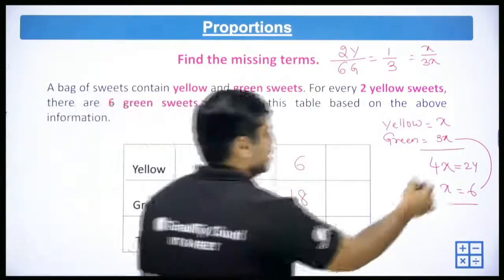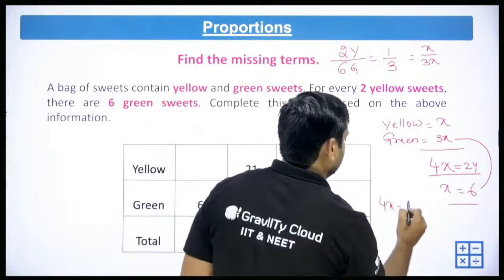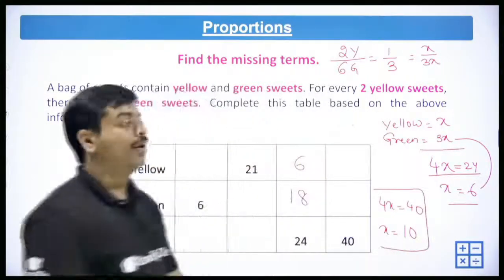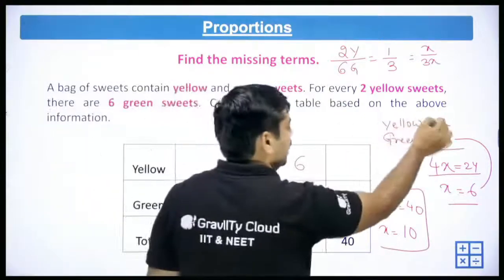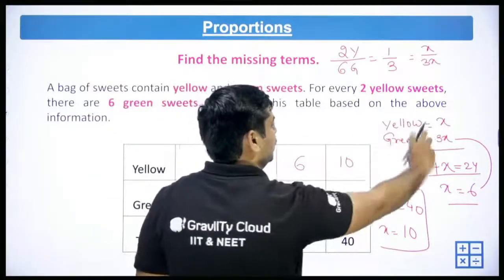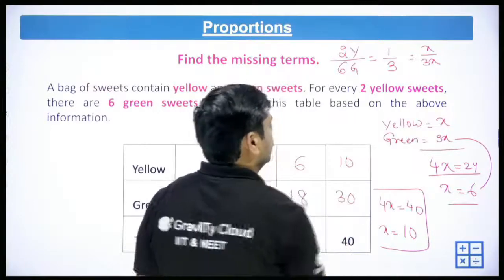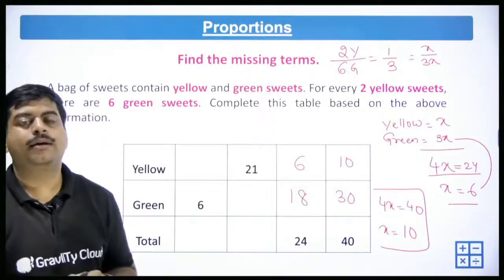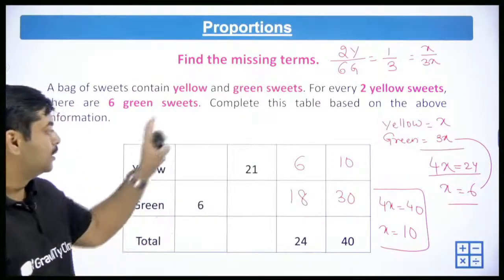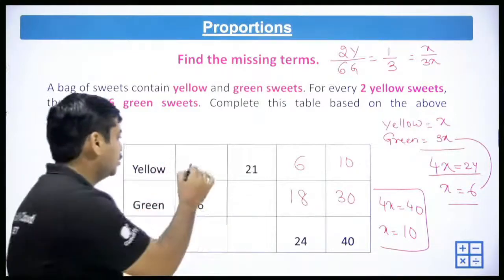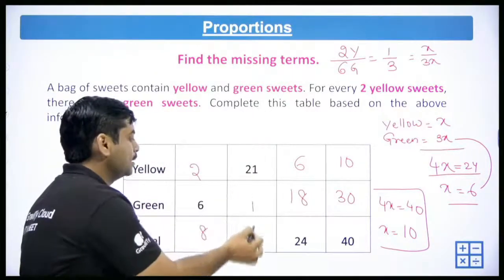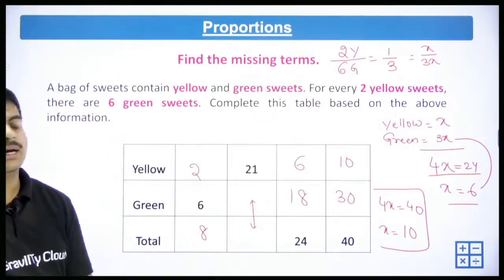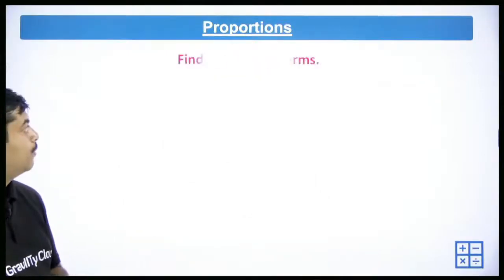Same 4x. The same 4x will now be equal to 40, where you get x is equal to 10. So if x is 10, yellow will be 10, and green will be 3 times 10, that is 30. So 10 plus 30 is 40, right? This one we have done: 2, 6, 8. One more part is left for you, so that you can try to solve that and find the answer. Right? So let's move to one more question and then we'll stop for today.